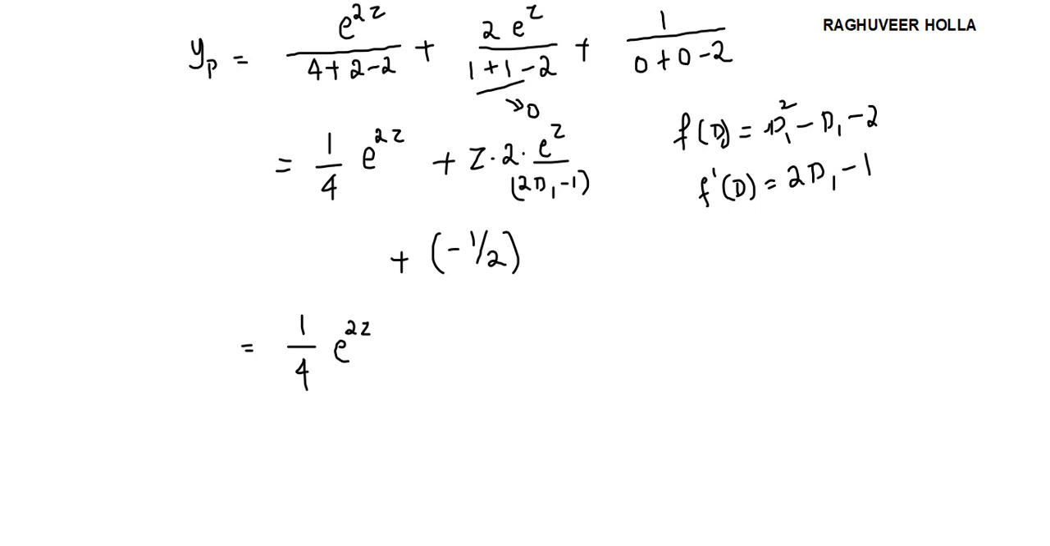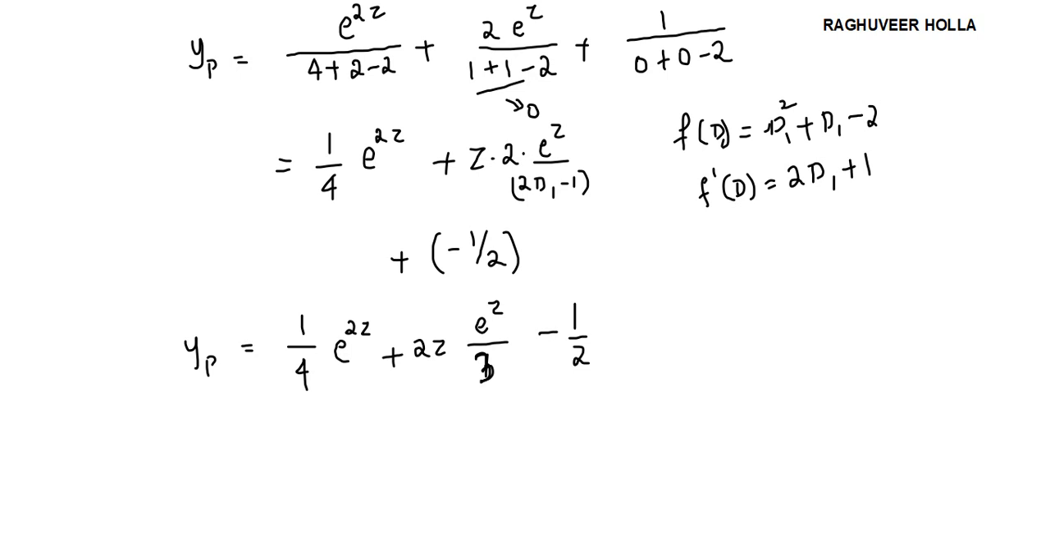Now let us put d1 as 1. If I substitute that, now this is plus, right? So this is plus 1, and this is 3, you get 3. Okay, and the last term, which is minus half. So this is your yp.